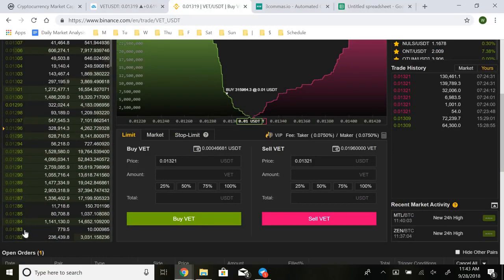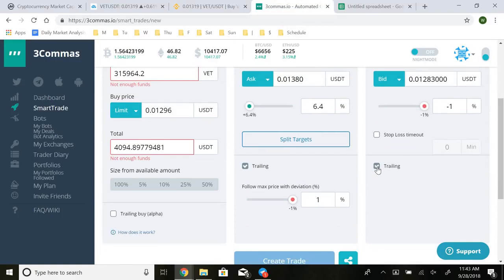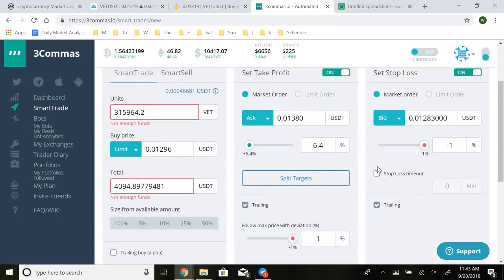between that number. So 1283 would actually be down here under all these buy orders, which is great. So I have that set, and then I'm actually going to select trailing stop loss. So this is something you cannot do with Binance, but is really needed, honestly.